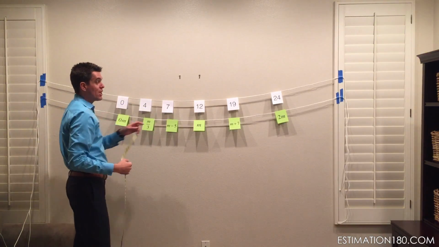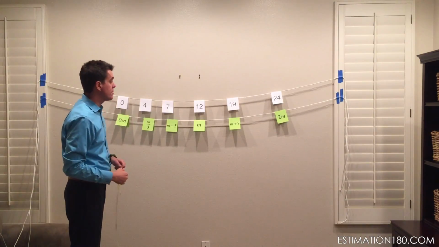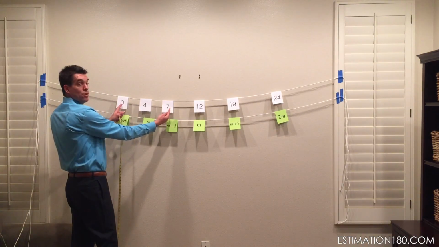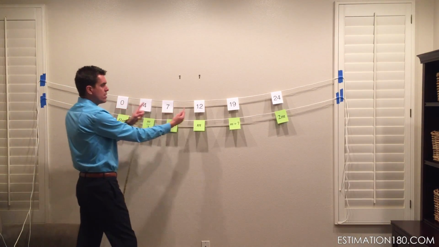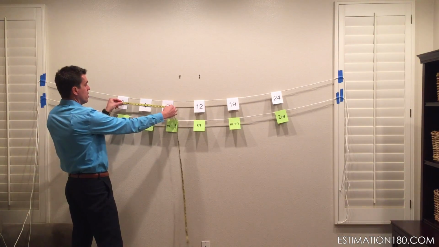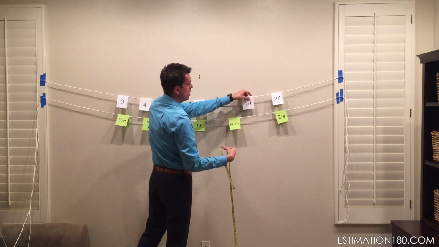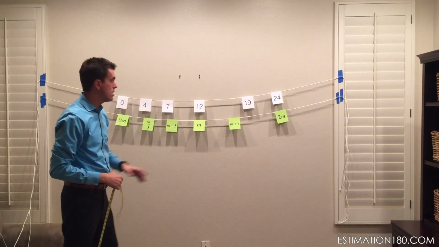Now, we didn't check the 19. So let's use some of the other numbers to check the 19. How about the distance between 0 and 7? Wouldn't that get us 12 plus 7 is 19? So here we go. Check this out. Let's put 19 right here. I'm liking this. Let me move the green cards.